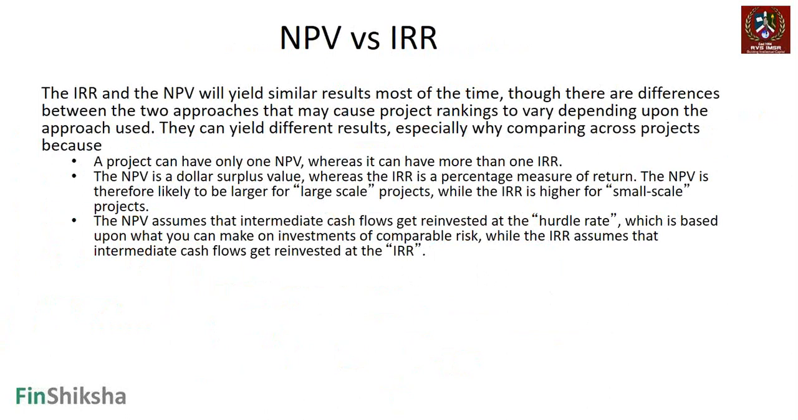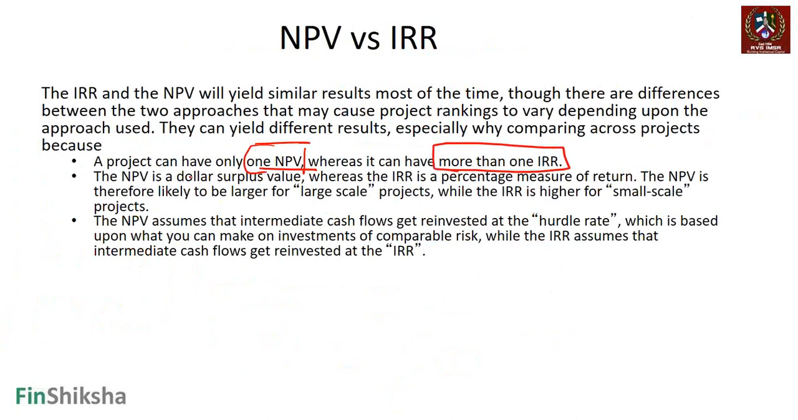Now IRR and NPV will usually yield similar results most of the time, though there are certain differences between both the approaches, and we will look at them as we go along in more detail. These differences can cause project rankings to vary depending upon the approach used. They can yield different results, especially while comparing across projects. A project at any point of time can have only one NPV, right? But a project can have more than one IRR. We will look at cases where that can happen.